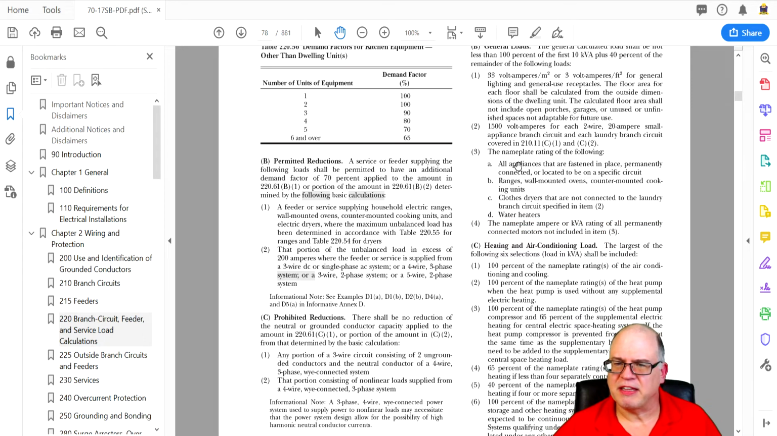All right, now another interesting thing to talk about in A is, you notice it says all appliances that are fastened in place, permanently connected, or located to be on a specific circuit, then you have to account for that value and figure that into your calculation as a load. Again, it's dealing with appliances. So if it qualifies as an appliance, and it's being fed by a specific circuit for that appliance, then I have to take that appliance into consideration. Now, under the standard method, we still had that application. We had to add all these things up. So there's really no difference there.